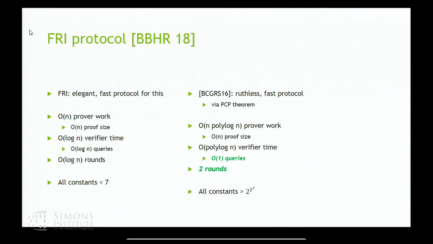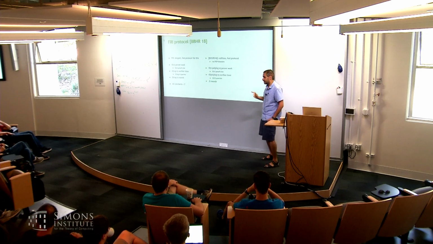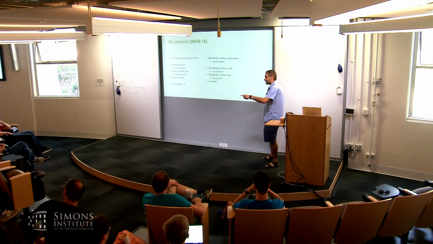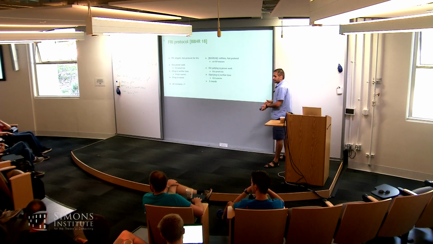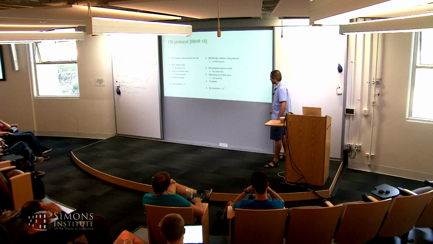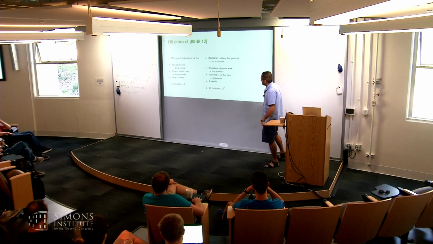Can we hope to get the proof size to be sublinear? Yes, because of a very recent result by Ron and Noga Ron-Zewi from a few days ago. Depends on the query complexity. Good. And so this has big constants. Okay, so I'm now going to describe the FRI protocol.